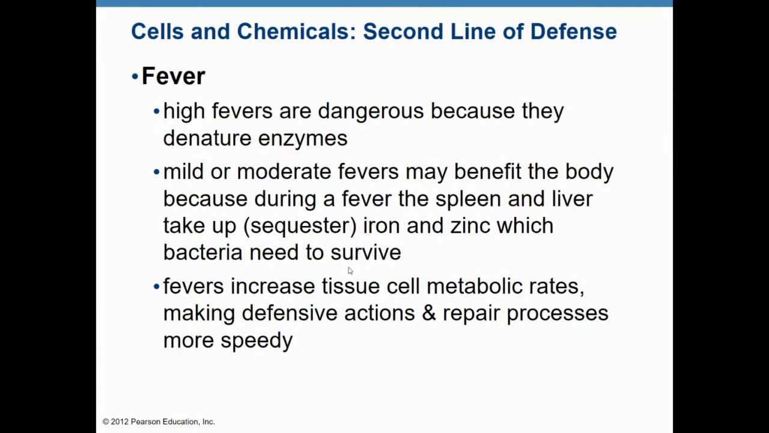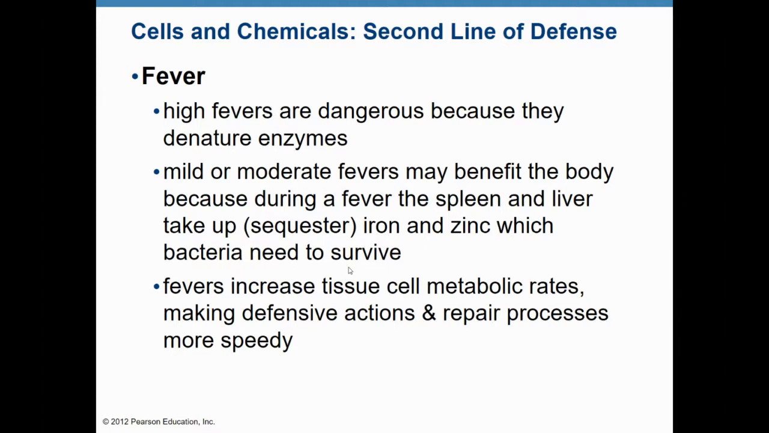Now, high fevers are dangerous because they can denature our enzymes that guide all of our metabolic pathways. Enzymes are proteins, right? Proteins are susceptible to high and low body temperatures. So if you have too much of a fever, then you'll start to unfold all of those important enzymes that regulate all of our metabolic pathways.